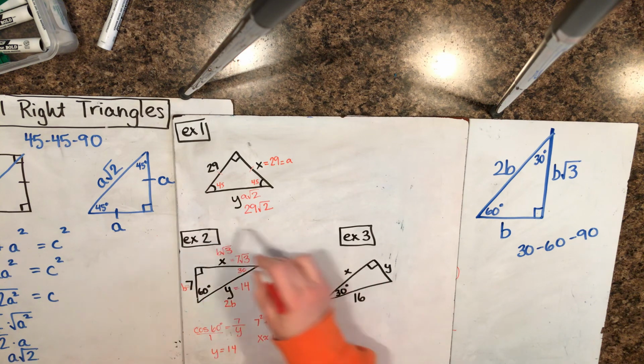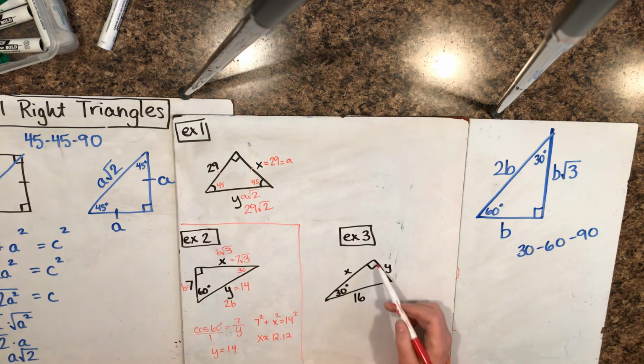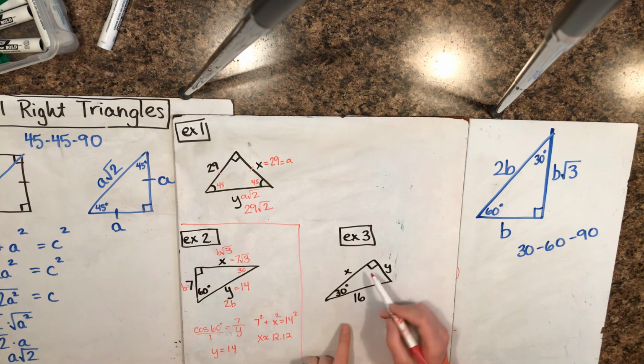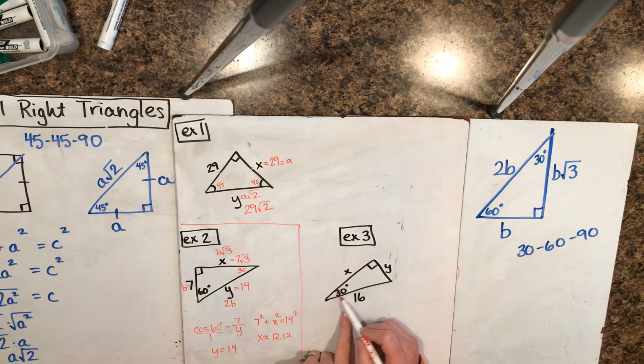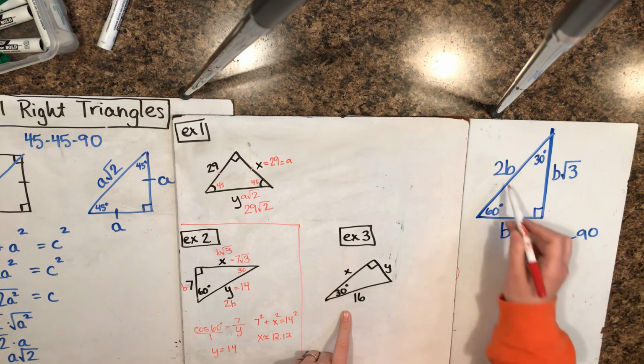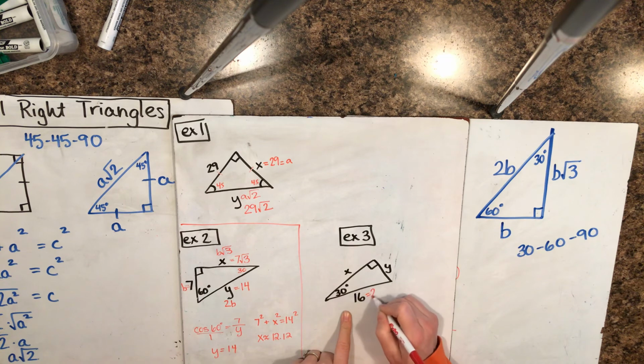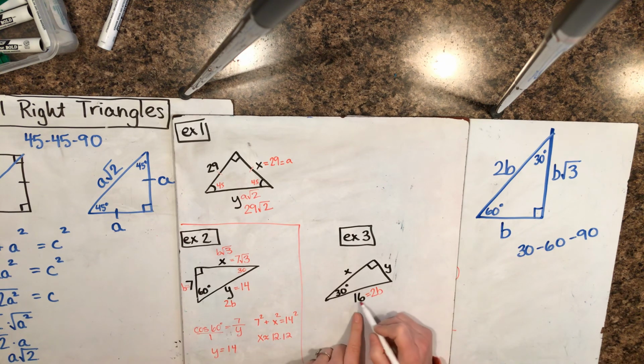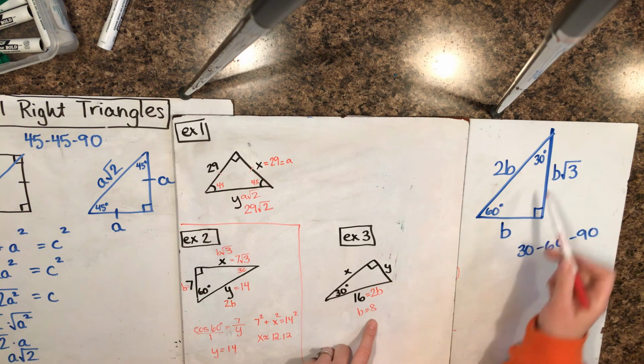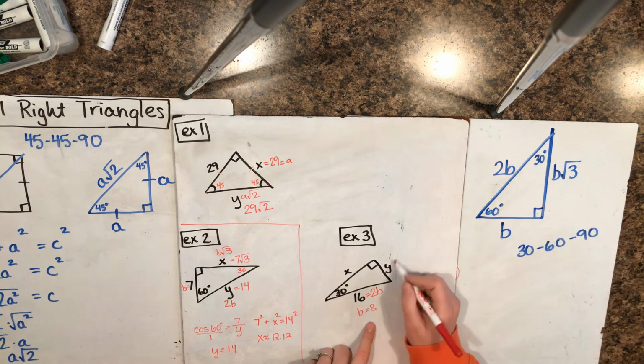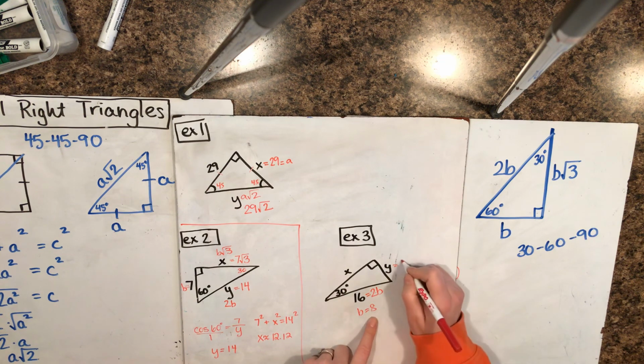Last example, example 3, again, we can see it's a right triangle. This time, we're given this longest side, the hypotenuse. Well, what's the hypotenuse? It's 2b. Well, that's easy enough. 16 equals 2b, b must be 8. The short side across from the smallest angle must be 8.